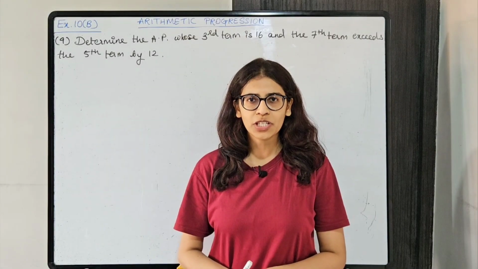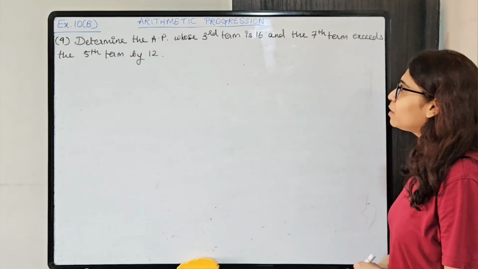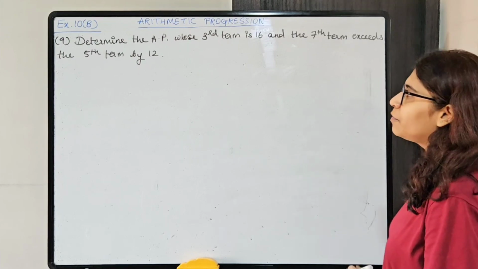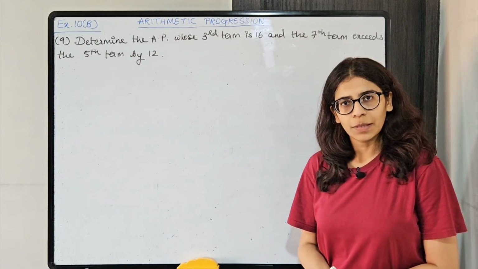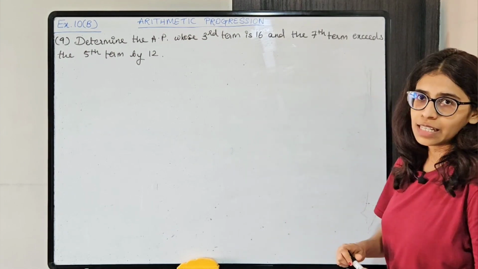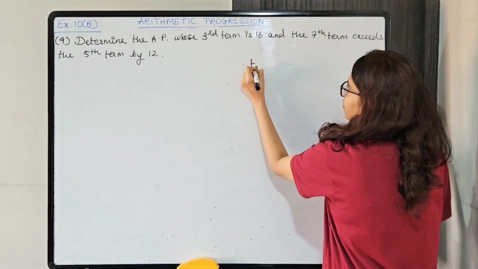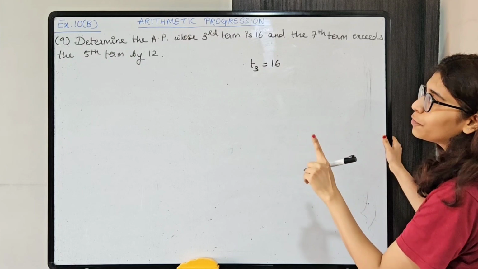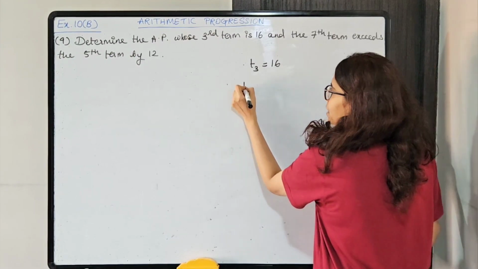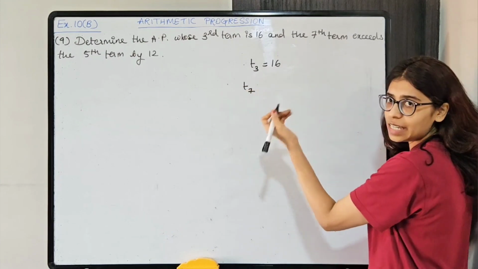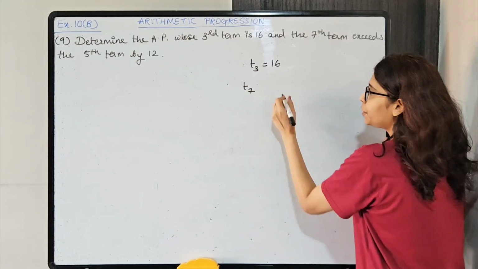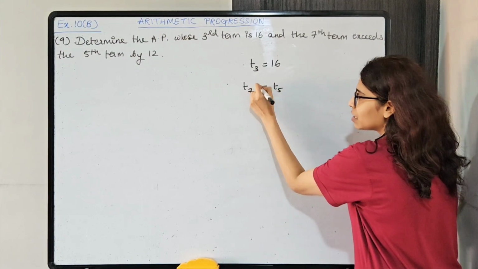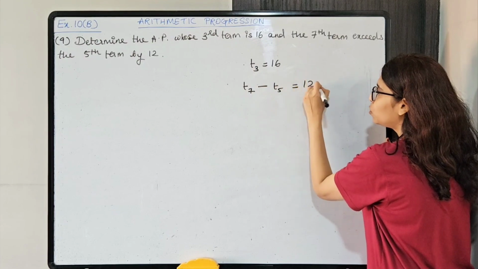Okay, let's solve the next question. Question number 9. Determine the AP whose third term is 16 and the seventh term exceeds the fifth term by 12. We have to determine the AP, that is find out the AP whose third term is 16, that is T3 is equal to 16 and seventh term exceeds the fifth term by 12. Seventh term, that is T7, exceeds means it is more than the fifth term by 12, that is the difference of the two terms is equal to 12.